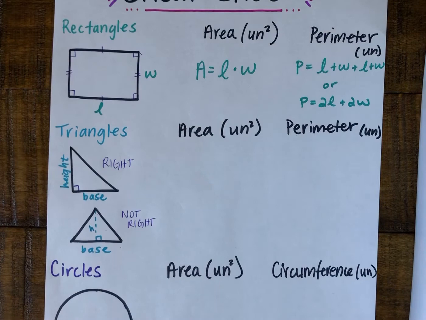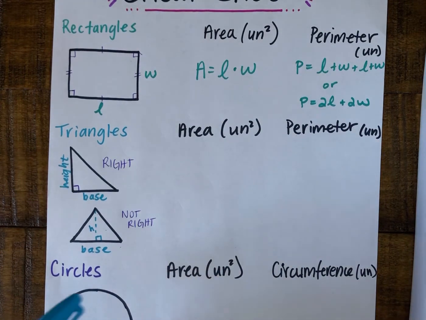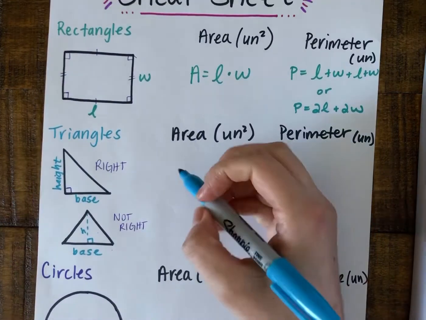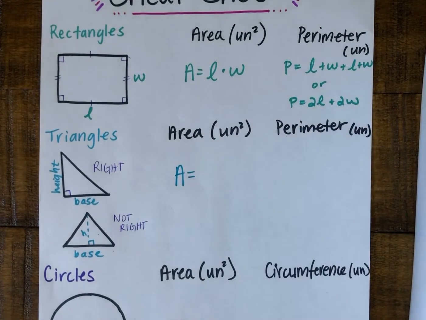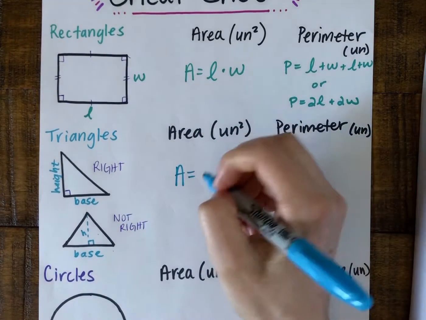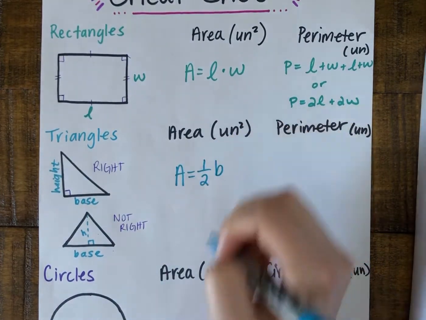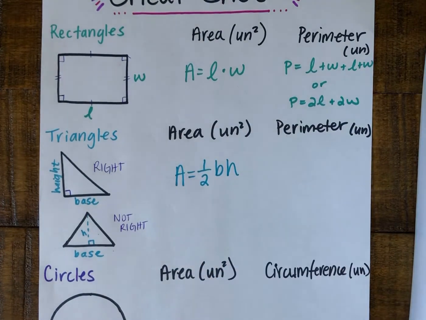So if you're with a right triangle or a not right triangle, you need to know those two measurements. It's just where they're located. Where is that height? Is it inside the middle of the triangle or is it one of the sides? So the area formula for a triangle, either type, is half the base times the height. Just using B and H for simplification.